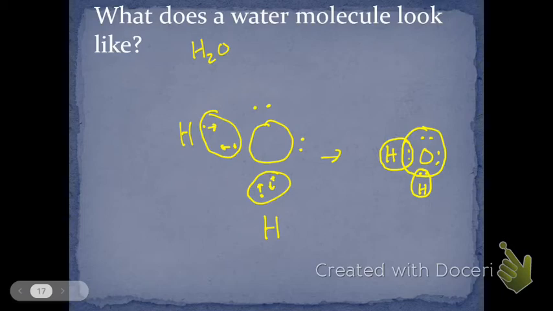And then if we draw it with the actual bonds, remember our bonds are going to occur here and here. So you've got hydrogen to oxygen to hydrogen. And that's what water looks like. Okay?